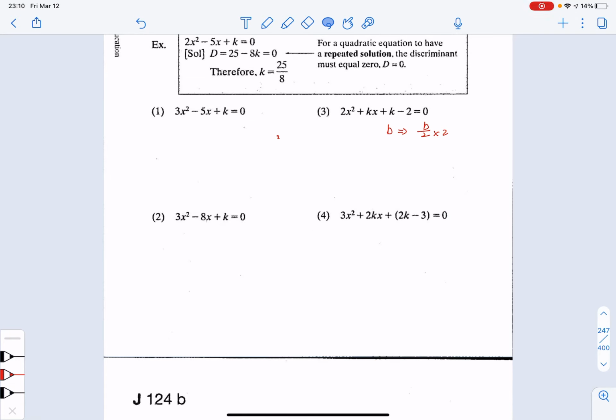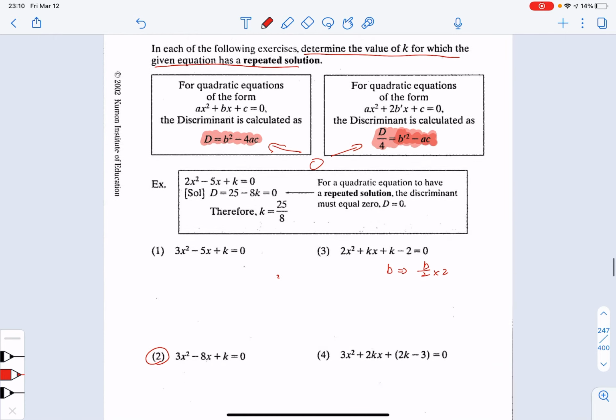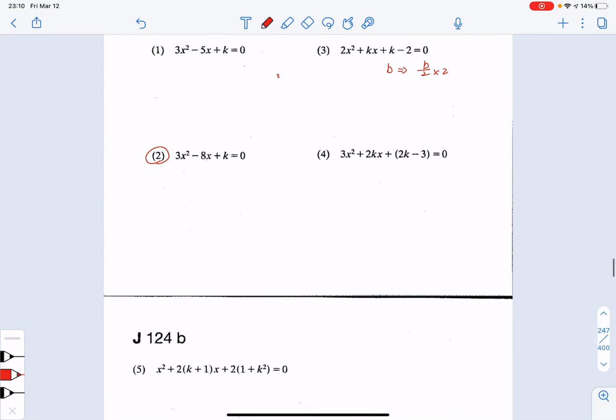Okay. Let's try question number 2 here. We're trying to determine the value of k for which the given function equation has a repeated solution. So what does repeated solution mean? It means that D is going to be equal to 0, or D over 4 is going to be 0. We're going to do both.